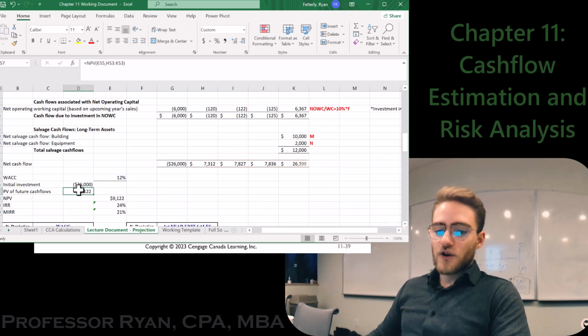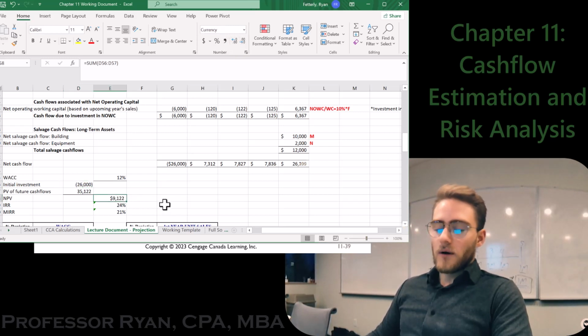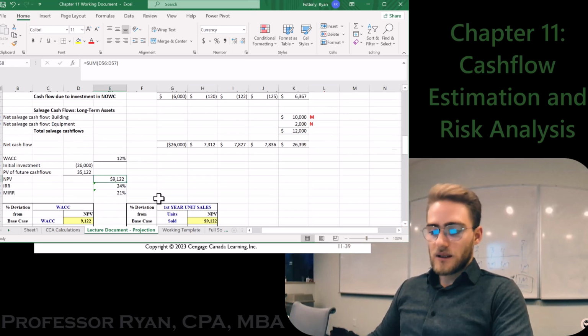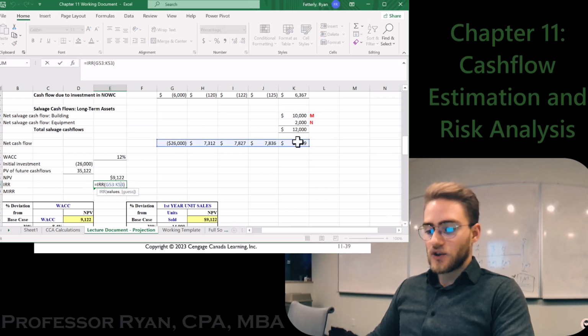So the present value of my future cash flows is $35,122. And then my investments today equate to $26 million. So therefore, the net present value of my project is $9.122 million. And then my internal rate of return on that is 24%, right? Just highlighting the total amounts.